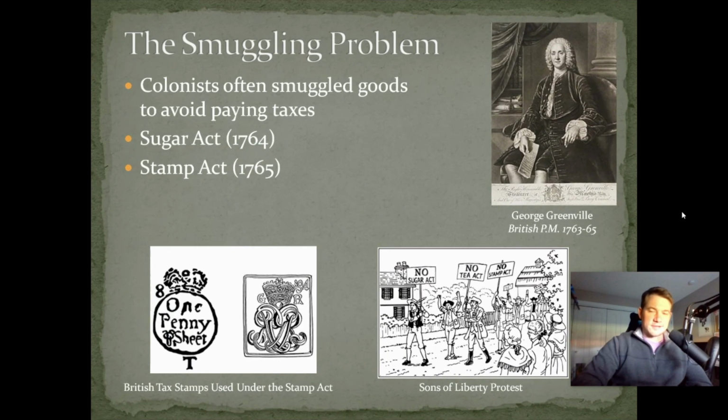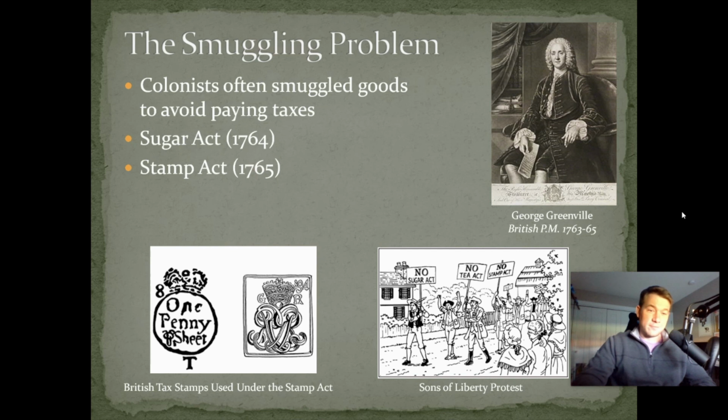So the Stamp Act of 1765 was the most controversial act and tax passed by the British Parliament during this period. So, like I said, the Sugar Act was on trade. It was an external tax. It was an indirect tax. All right. The colonists didn't like it, but the British could do it, right?